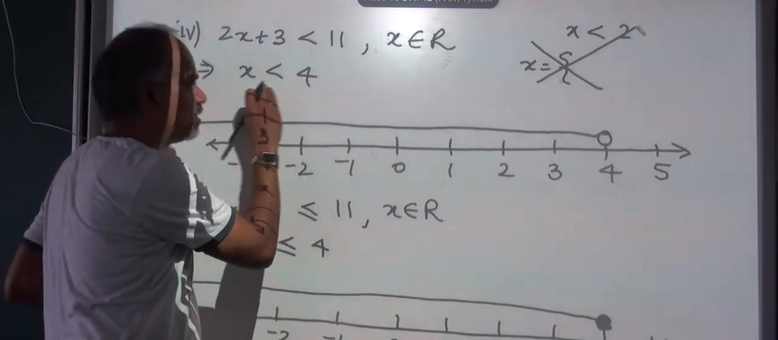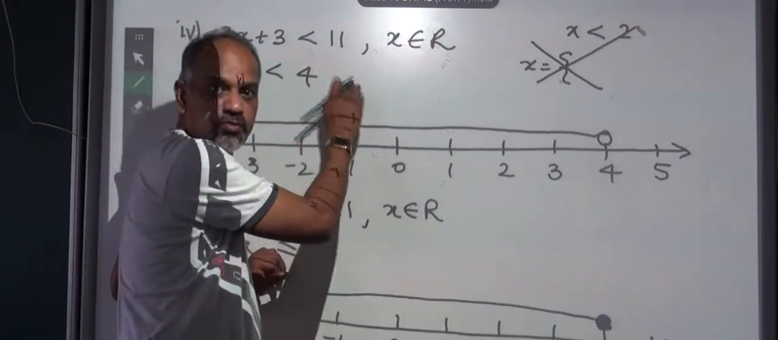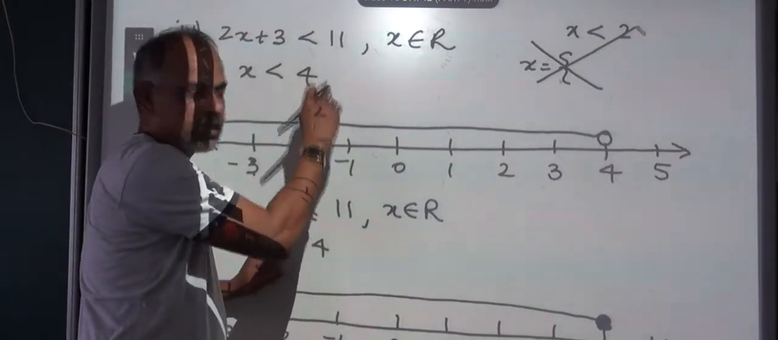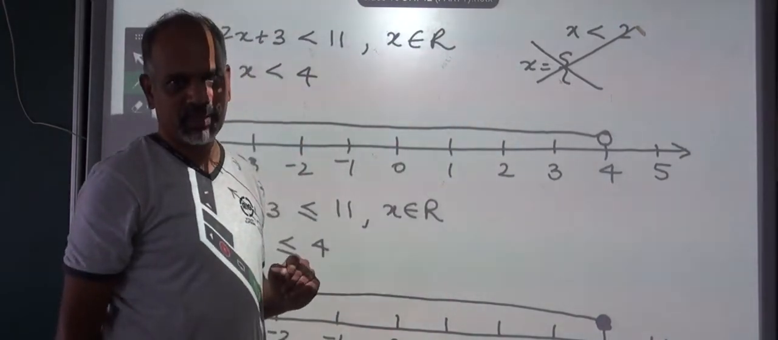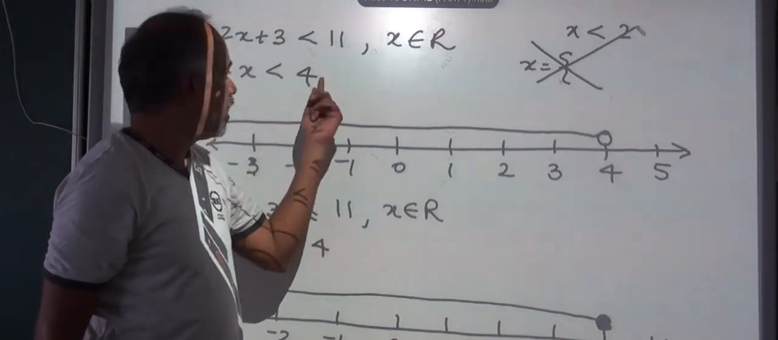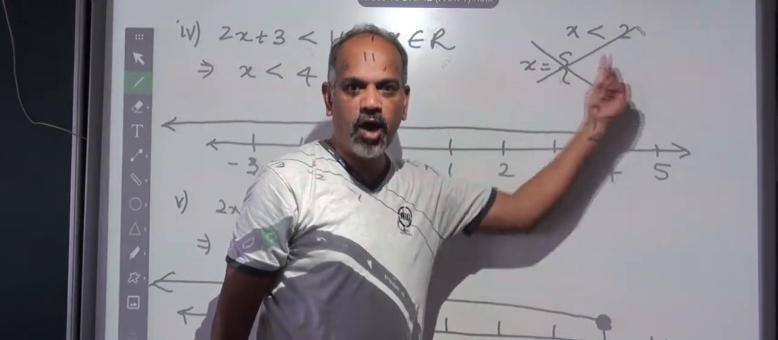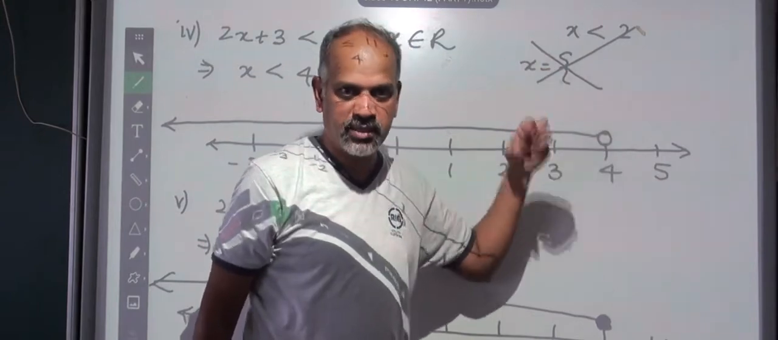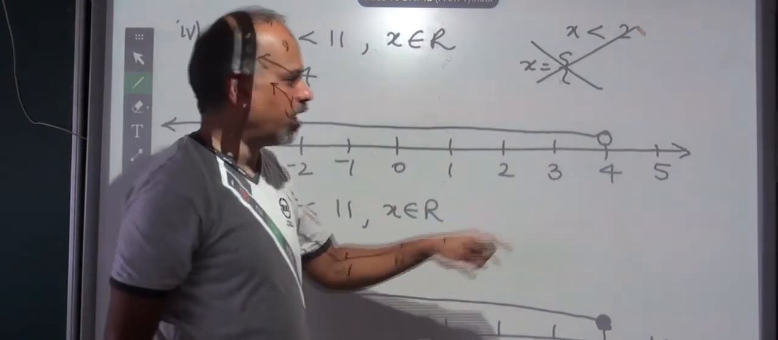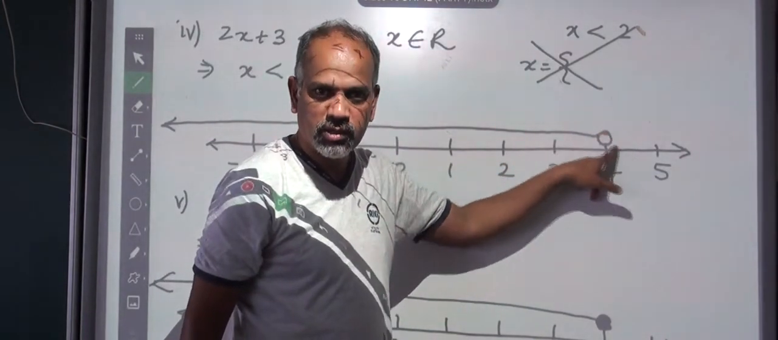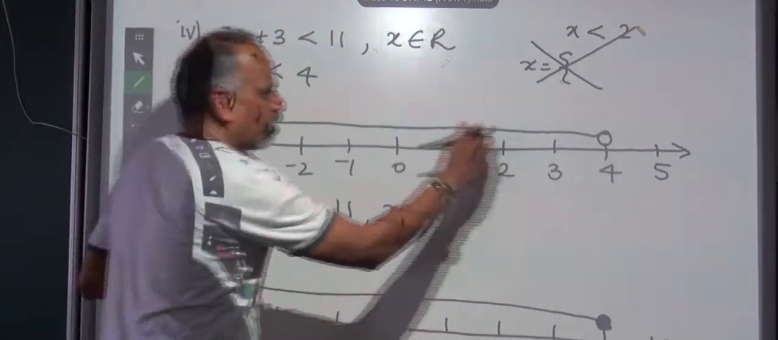Read this again. It says x is less than 4. It is not x is less than or equal to 4. It is not equal to 4. If it is not equal to 4, then 4 is not present on your number line. So what we do is, above this 4, you put a hollow dot. A shaded dot means that value is present. Here, it is not equal to 4, therefore 4 is not there, therefore you put a hollow dot over 4, showing that that value is not present. So I put a hollow dot over 4.